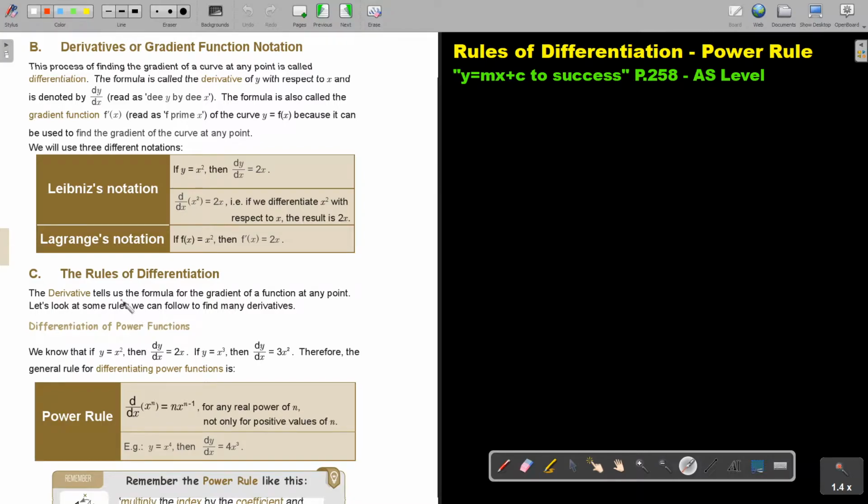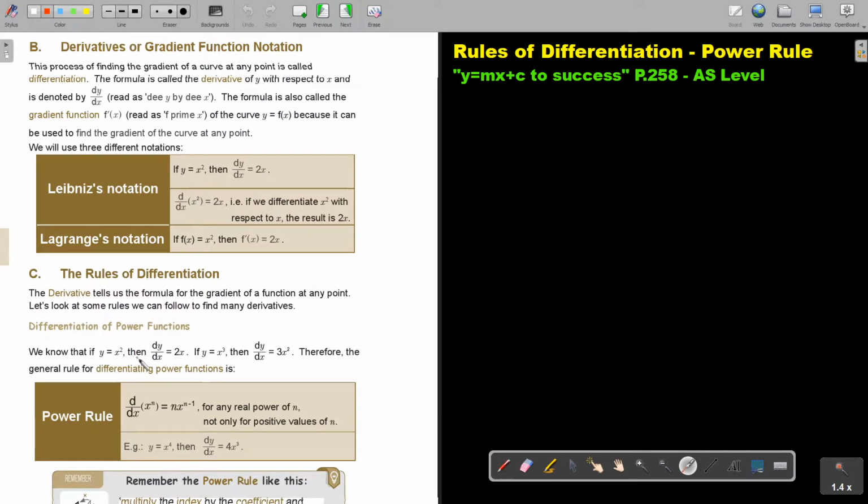Now we're going to start with the rules of differentiation. The derivative tells us the formula for the gradient of a function at any point. So that formula can find the gradient at any point. Let's look at some rules we can follow to find many derivatives. And we're going to start in this video with the power function, differentiation of power functions.